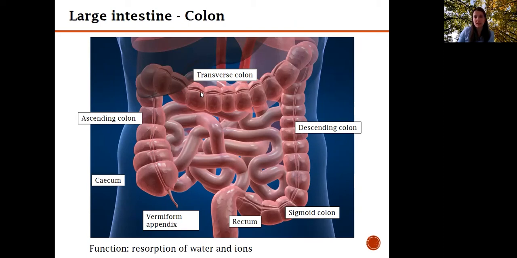It then turns to the left, that will be our transverse colon, and then turning downwards we have the descending colon, then the S-shaped sigmoid, and the last part will be the rectum. As for the function of the large intestine or colon, it's very important that the water and ions will be resorbed here in this part of the digestive system.